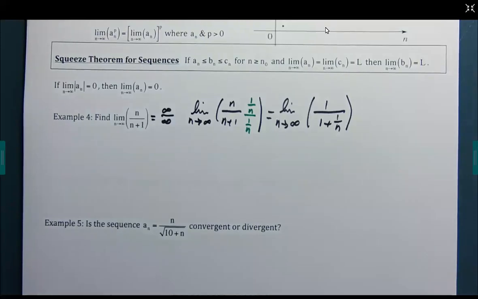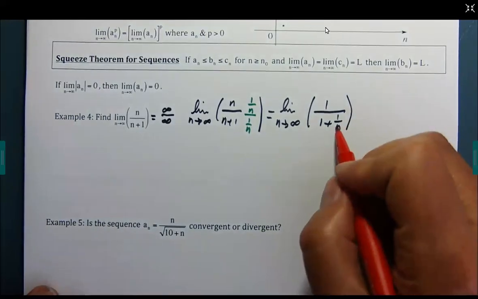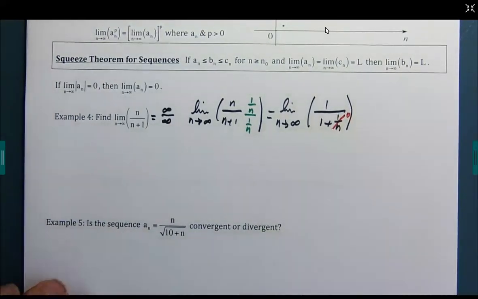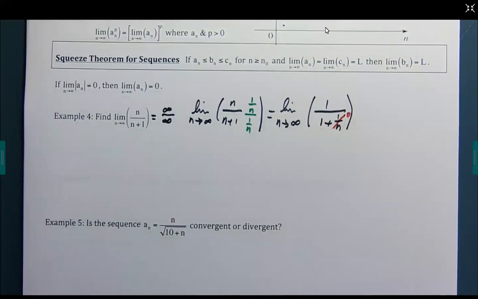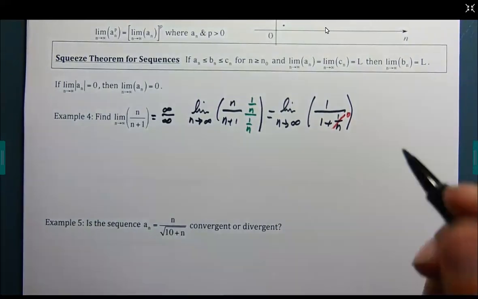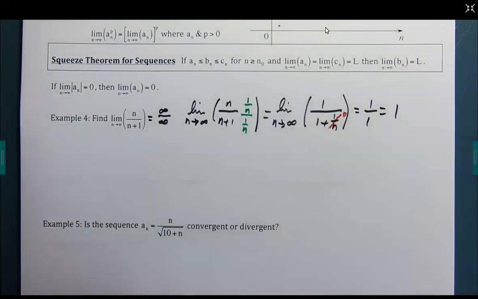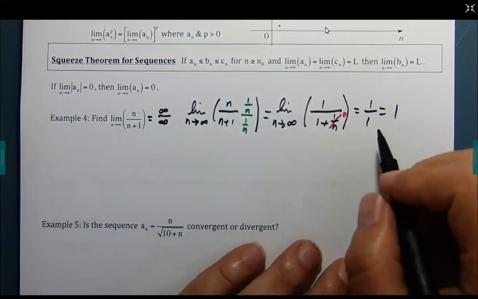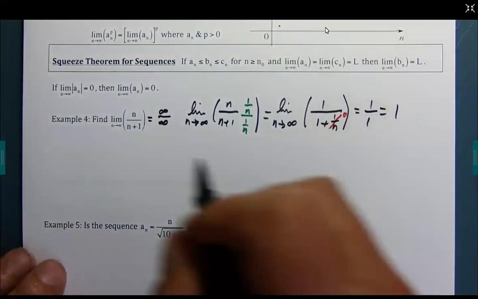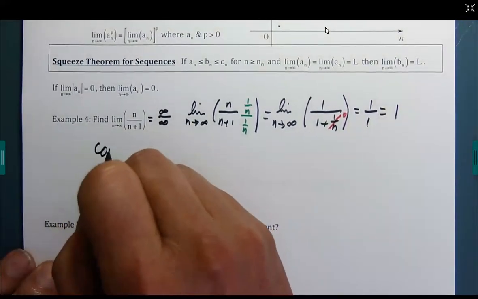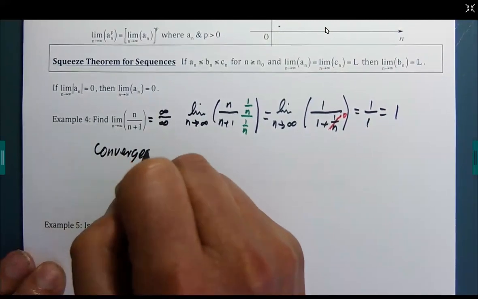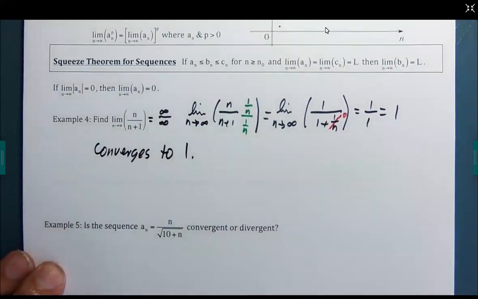Very nicely, hopefully we remember, this limit goes to 0. Remember, as the denominator gets really, really large, the whole function goes to 0. And that leaves us with 1 over 1, or just 1. And we would say that this converges to 1.